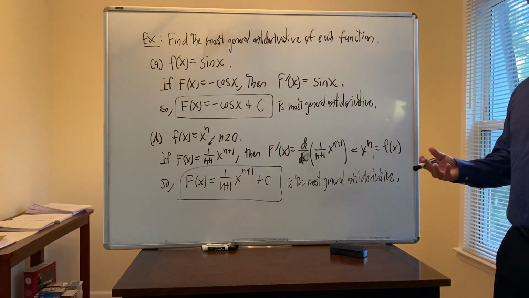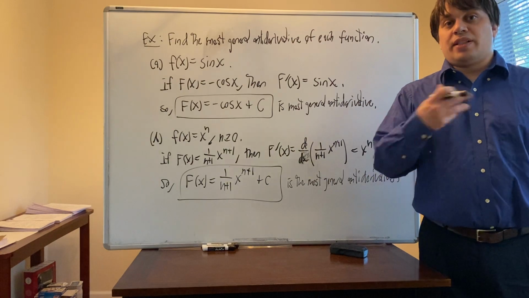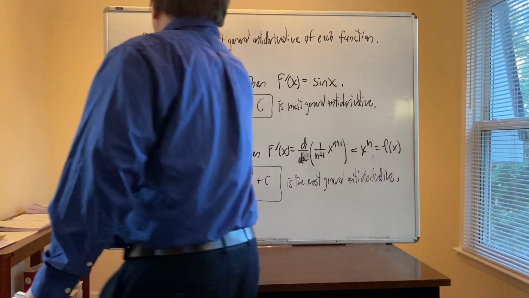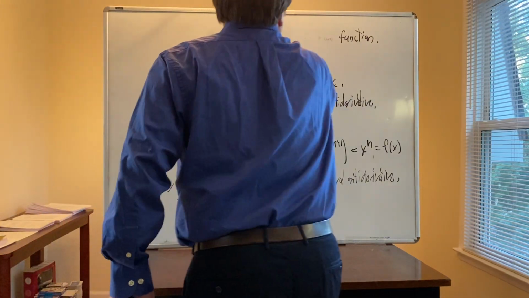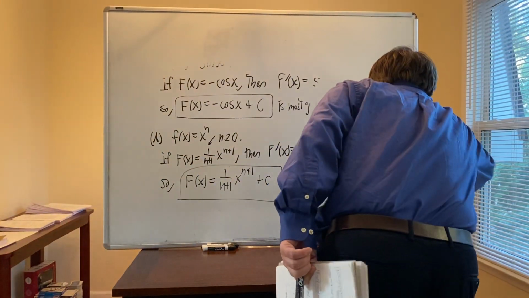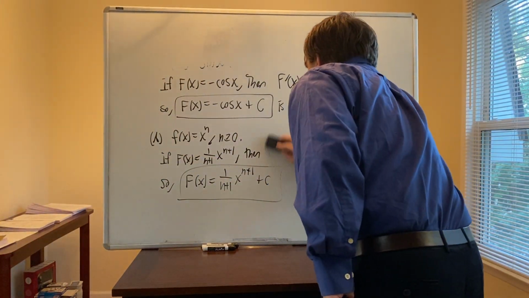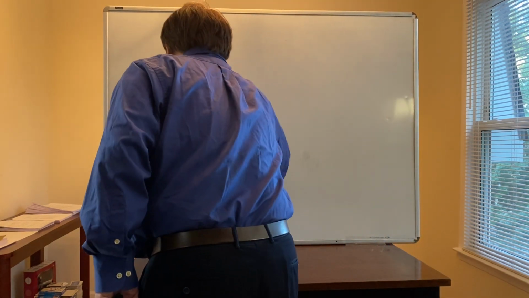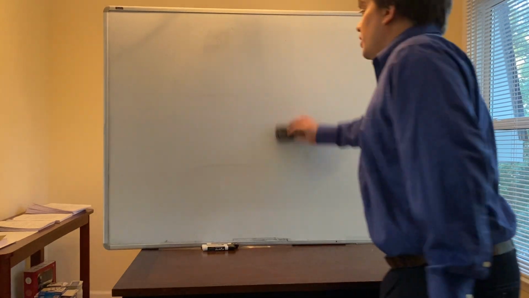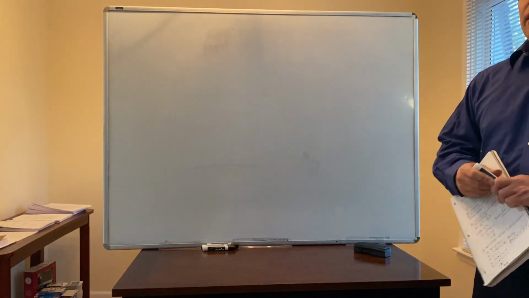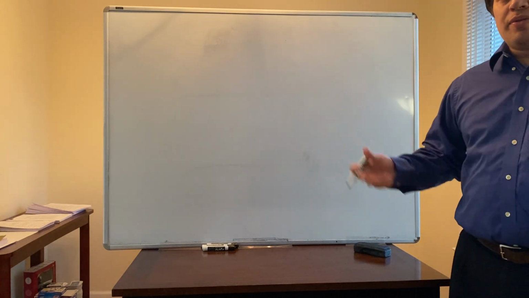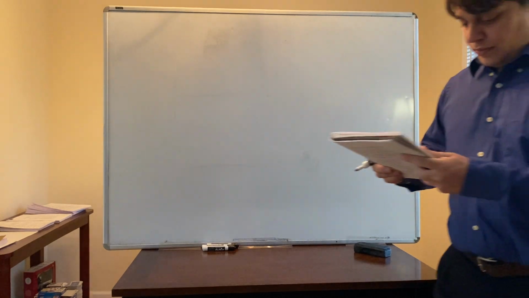Okay, so in order to find antiderivatives, you need to know how to find derivatives. Right? And so since this is a continuation of Math 141, it's assumed that you know what the derivatives are of certain functions.